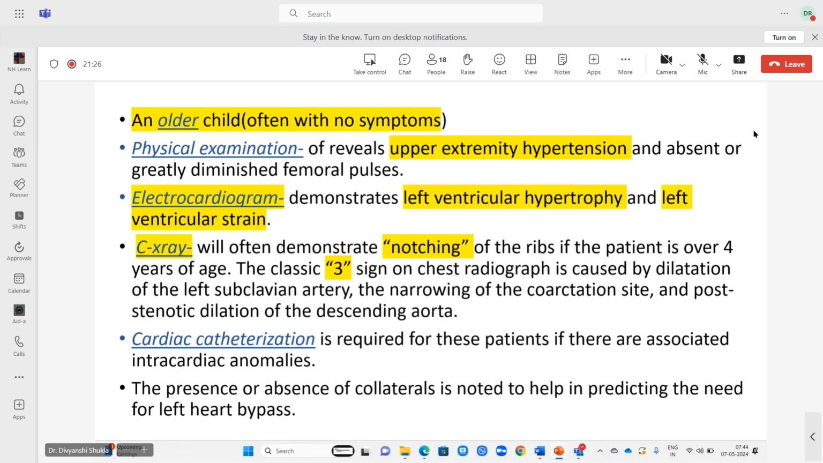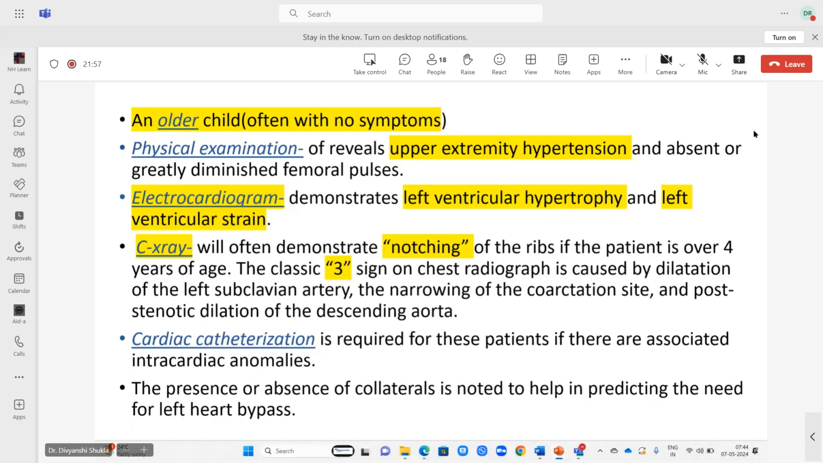In an older child, often with no symptoms, physical examination will reveal upper extremity hypertension and absent or greatly diminished femoral pulses. ECG demonstrates left ventricular hypertrophy and left ventricular strain. Chest X-ray will often demonstrate notching of the ribs if the patient is above 4 years of age, and the classic 3 sign on chest radiograph is caused by dilatation of the left subclavian artery, the narrowing of the coarctation site, and post-stenotic dilatation of the descending aorta.